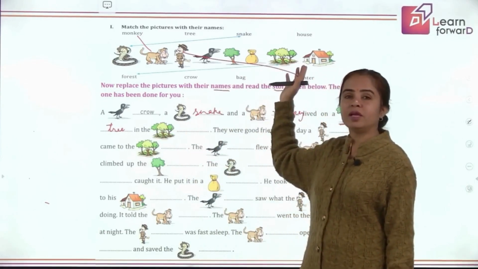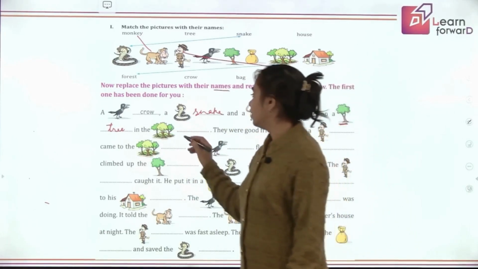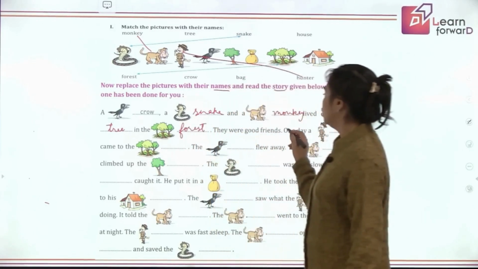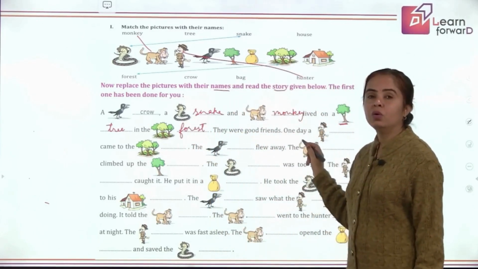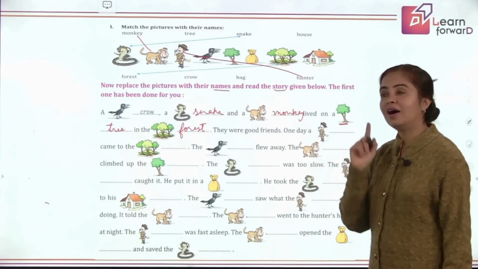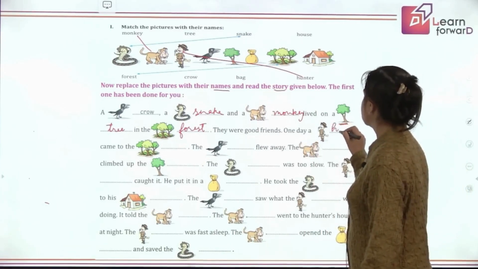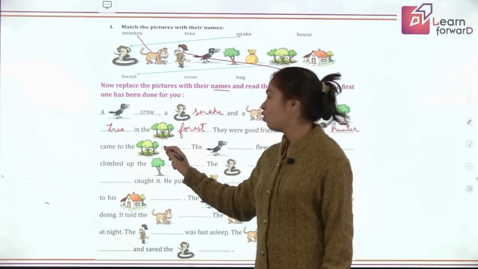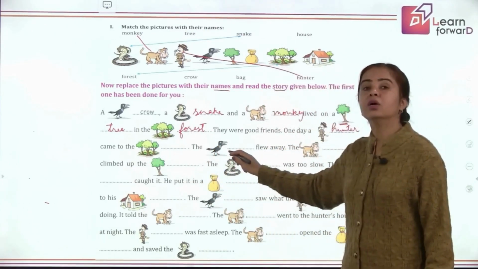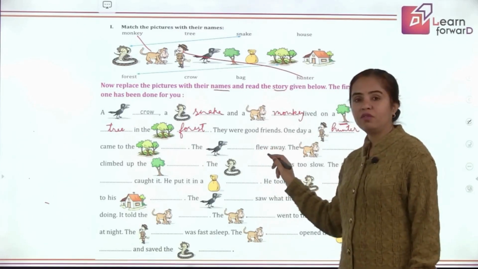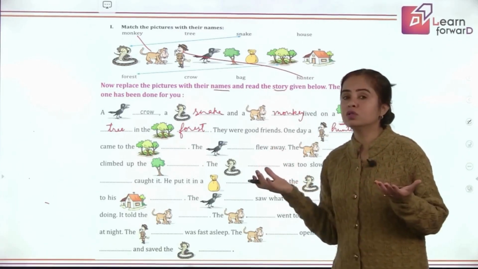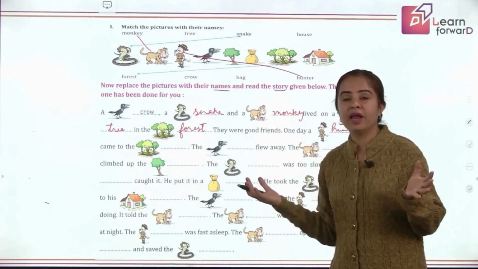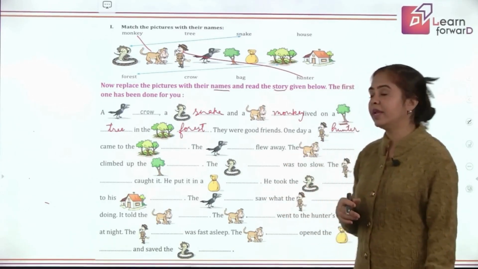What did we name it? Yes, we identified it as forest. In a forest. They were good friends. One day, who is this man? A hunter. Will not say a man, it's a hunter. One day, a hunter came to the forest again. The crow flew away. So, when they all saw the hunter, what did they all do? They tried to just run away and defend themselves, protect themselves.